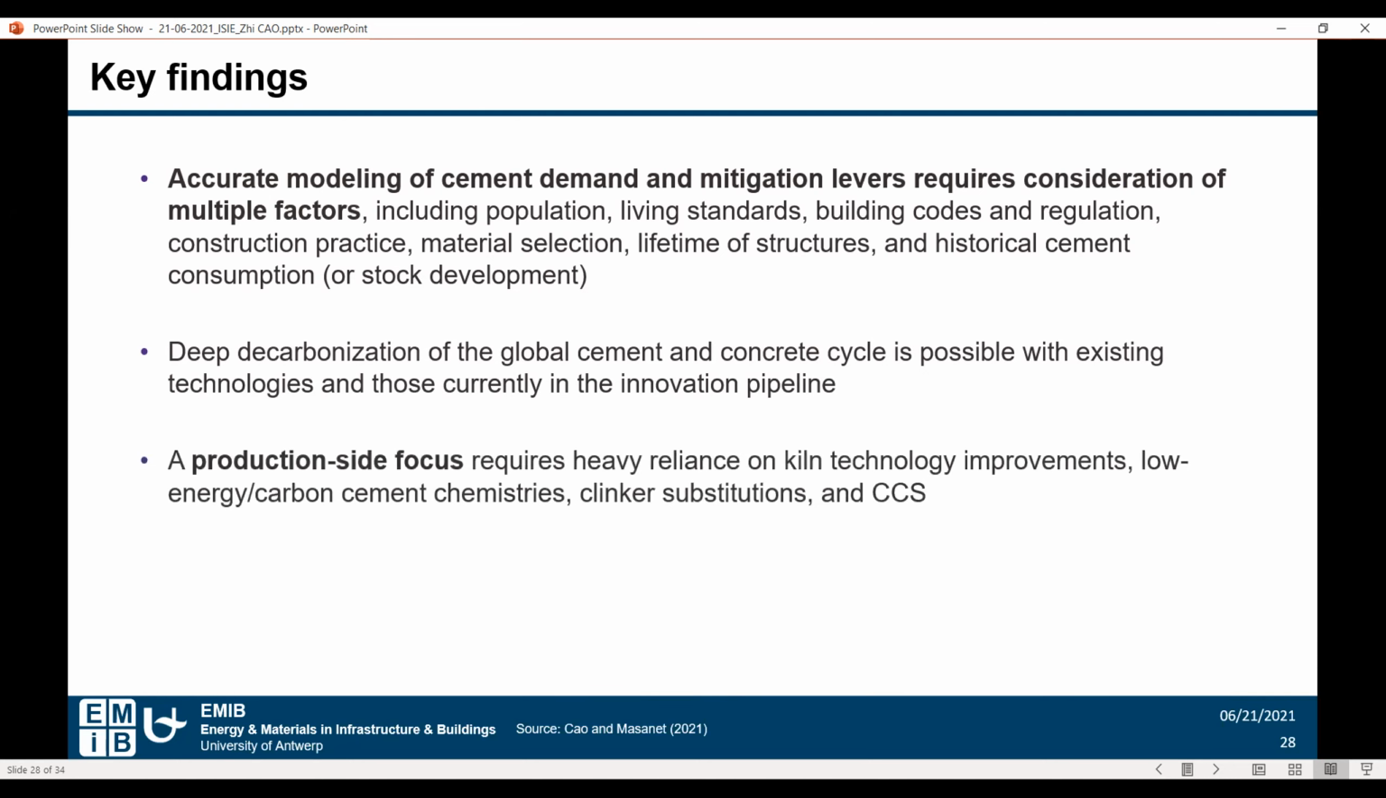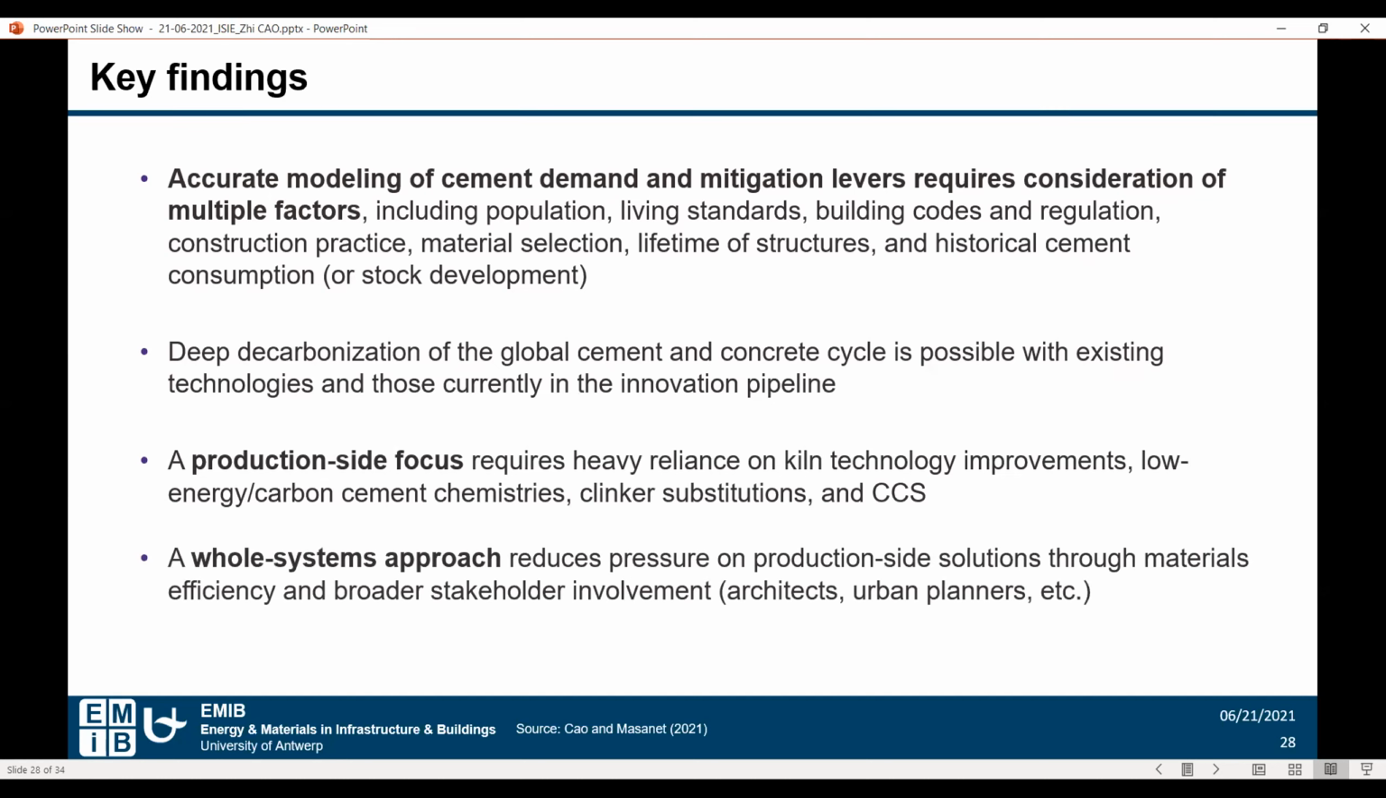A production-centric focus requires heavy reliance on key technology improvements: low energy or low carbon cement chemistries, clinker substitution, and CCAs. And the whole systems approach reduces pressure on production side solutions through material efficiency strategies and, of course, broader stakeholder involvement, such as architects, urban planners, etc.